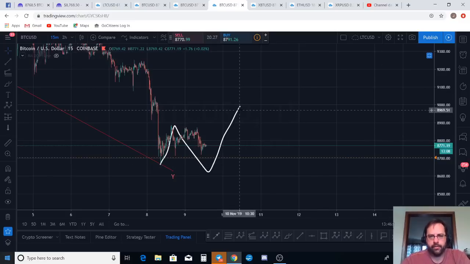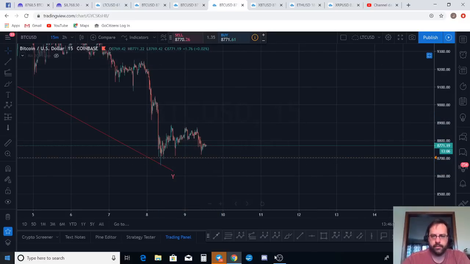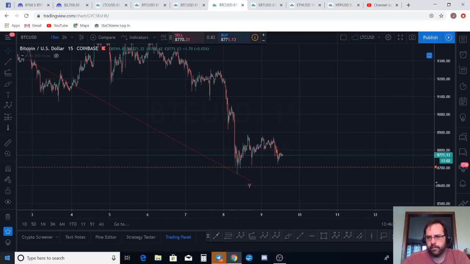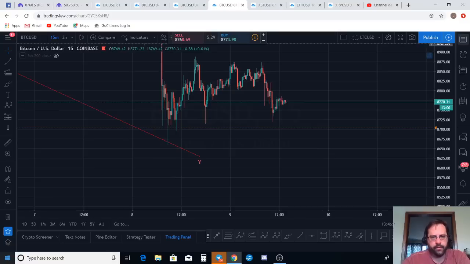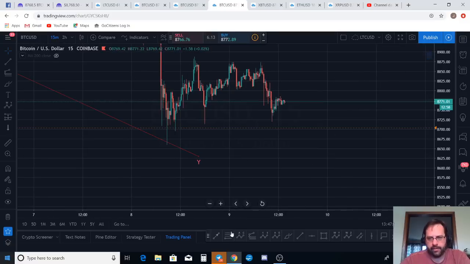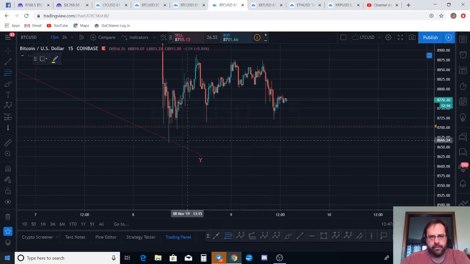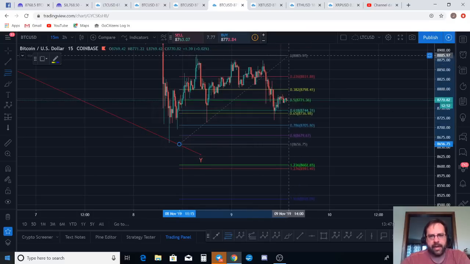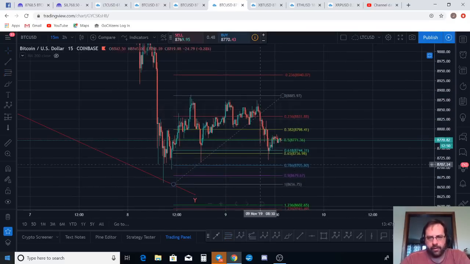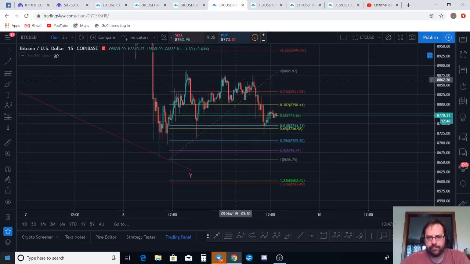Let's zoom in a little bit and analyze this wave. So what we'd expect is to get a retracement to the 1.236 if it's an expanded flat. If it's just a flat, we're looking for a 90%. If we're looking for expanded, we're looking for the 1.236 retracement there.